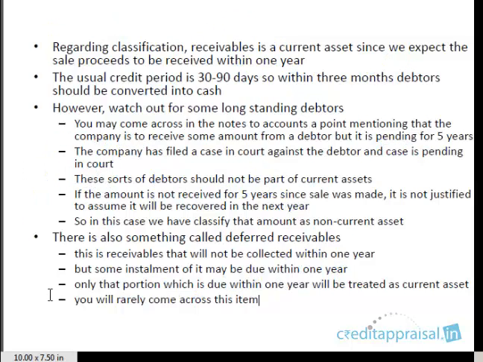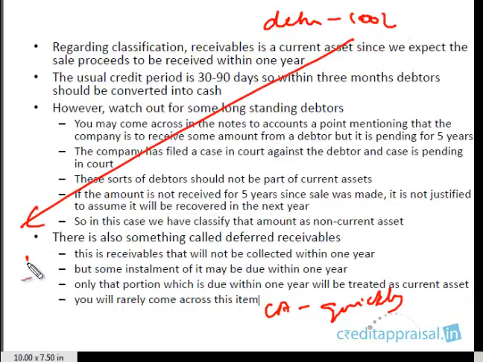Is this point clear? When you are saying current asset, it is something that can be converted into cash very quickly, and usually we are saying within 1 year. So when a company has a debtors figure of say 100 lakhs, and the notes to accounts say somewhere that this 100 lakhs includes 20 lakhs, and this borrower has not paid us for the past 5 years, there's a court case going on, right? In that case, what you do? This is unlikely to be recovered in the 1 year also. Past 5 years it was not recovered. So what is the guarantee that it is going to be recovered in the next year?